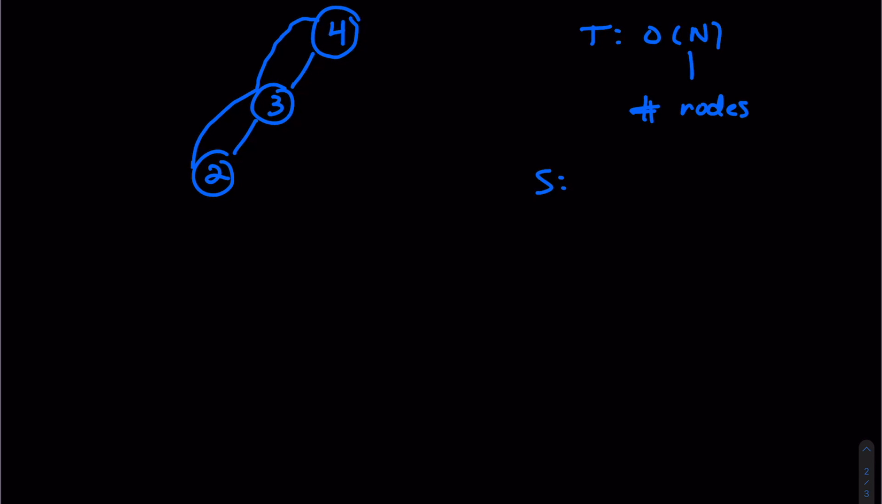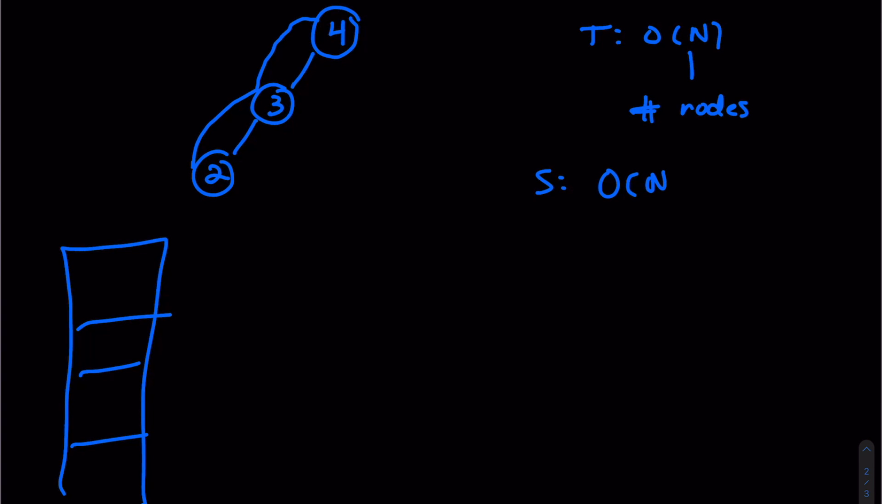And then as for space, we are using recursion. So the stack frames of the recursion will scale based off the number of nodes in the event we had a skewed tree like this, right? So space is also going to be big O of n as well.